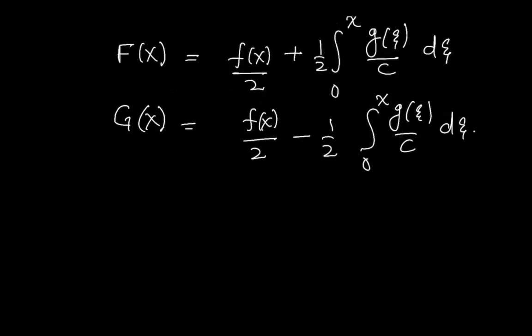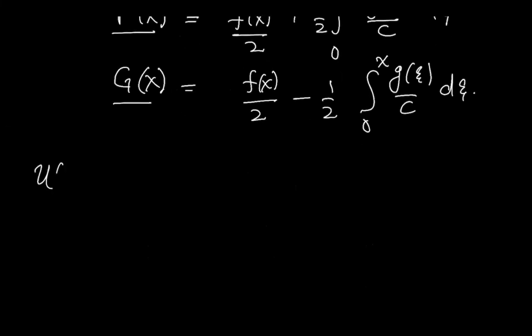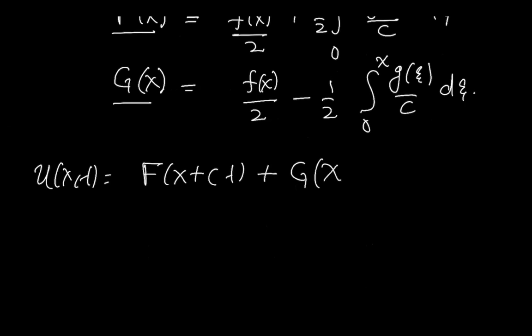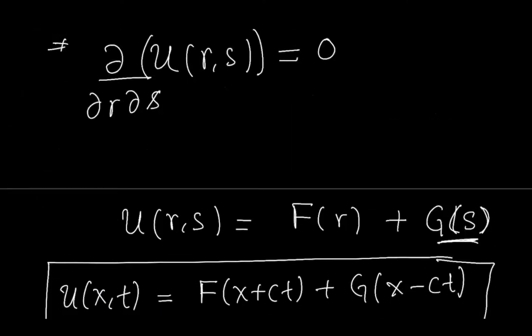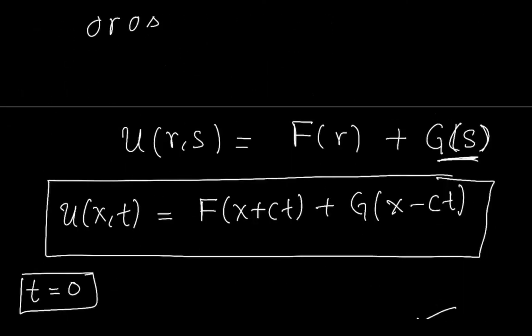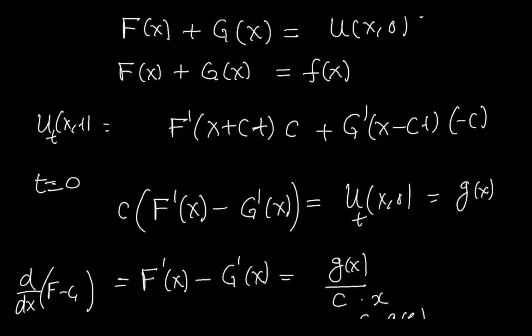Okay, these are my profiles, f(x) and g(x). These are the shape of my profile. So therefore, what is the final solution? The final solution u(x,t) was f(x+ct) plus g(x-ct). That was my final solution, you know, here, f(x+ct) minus f(x-ct).